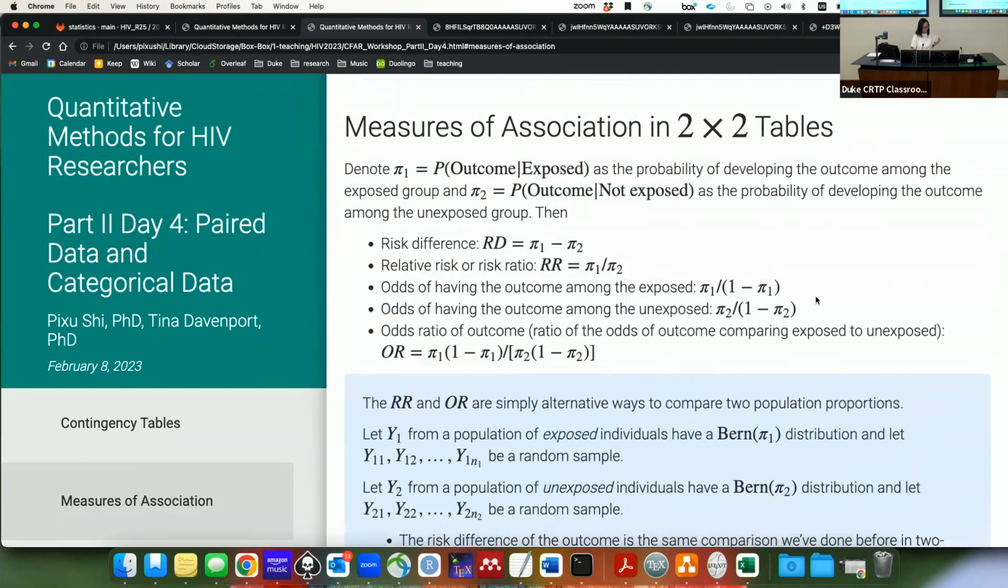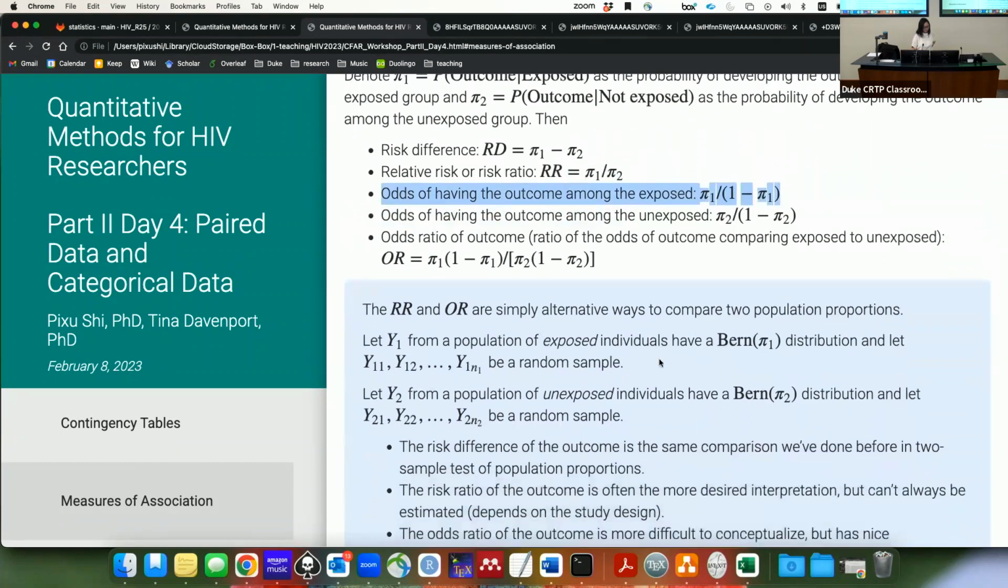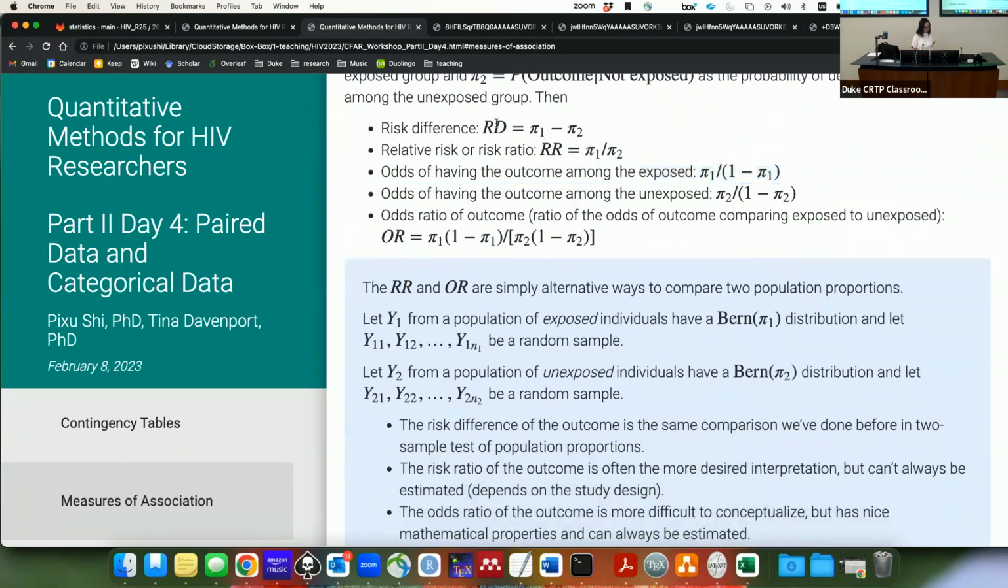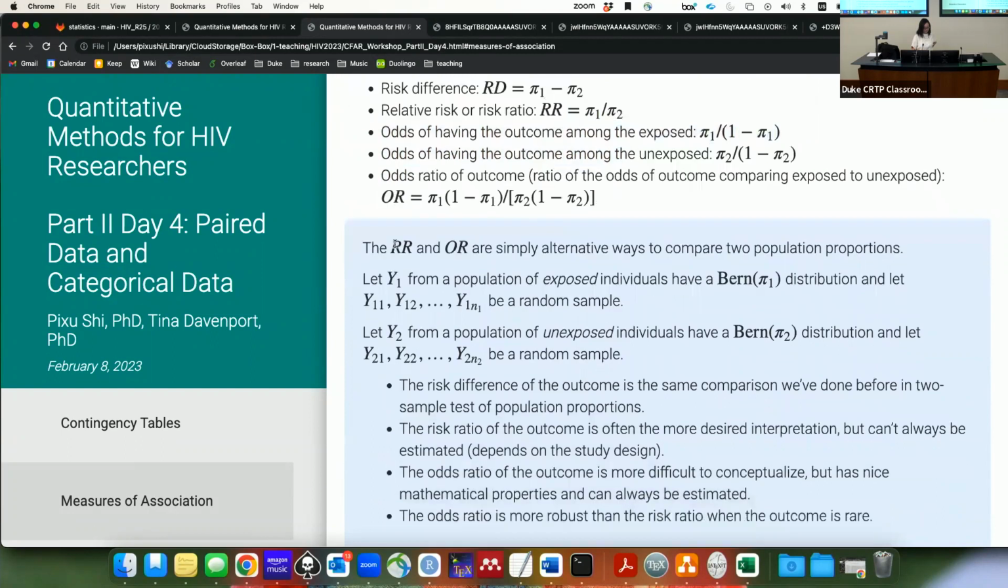So try not to interpret the odds as likely, because likely means probability in statistics. So the risk ratio, the risk difference, and the odds ratio are alternative ways to compare two binary distributions, with probability of having 1 or 0.